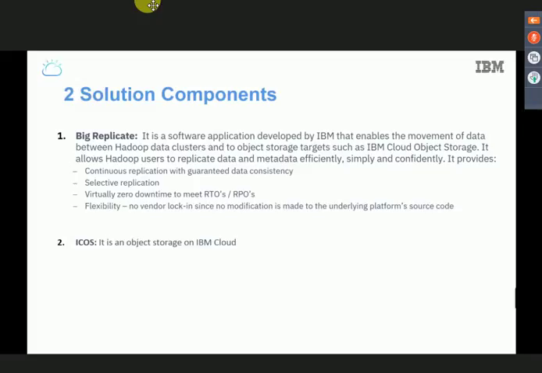This Big Replicate software will, on one end, talk to your Hadoop cluster, and on the other end, will talk to IBM Cloud Object Storage, which is where it will send the data to.